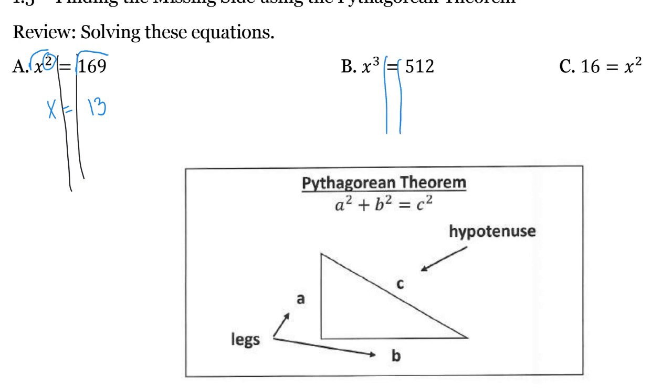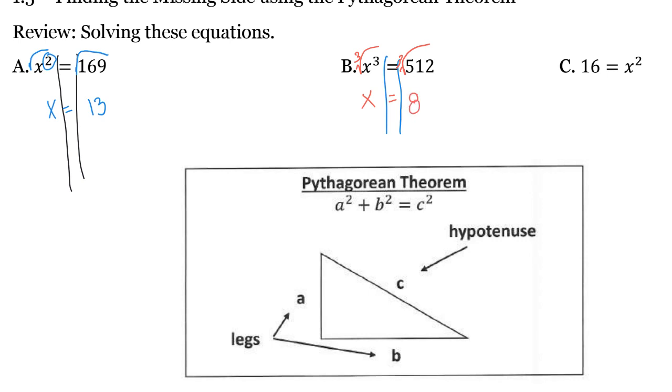So let's look at B. The cube root. What's the opposite of taking something cubed? We take the cube root of it. So what is the cube root of 512? Cube root of 512 is 8.